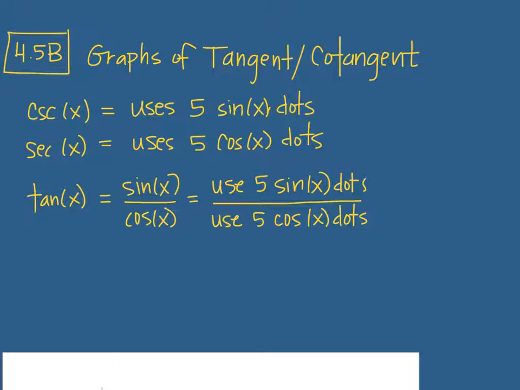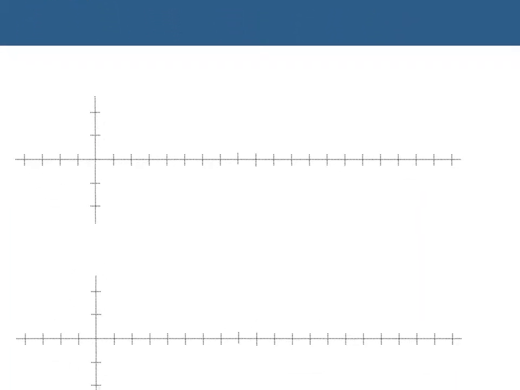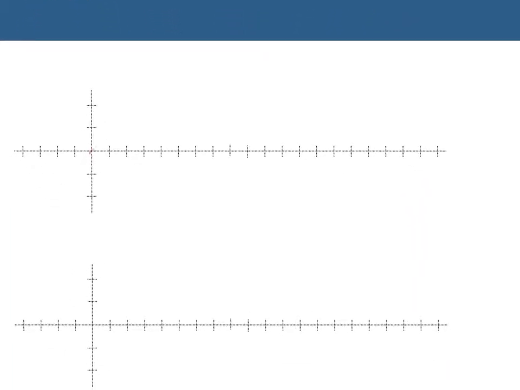So before I show you how to do that, let's review what the 5 sine dots are. So let me just look at my graph here. And my 5 sine dots go like this. These are normal sine with a normal period. Everything about it is normal. Okay, every 4: 1, 2, 3, 4. Here are the 5 normal trig dots for sine.